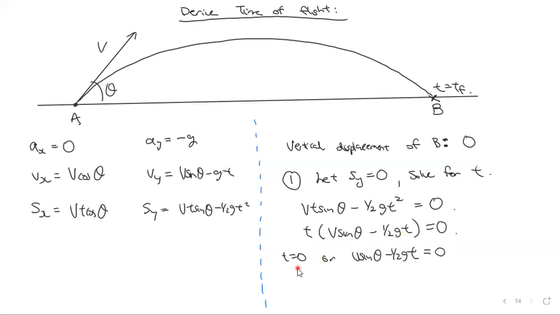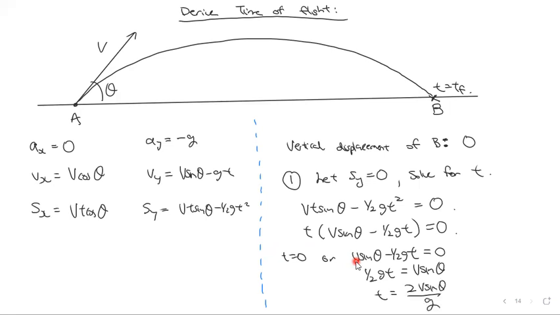Now, t equals 0 means at the start, which is here, at A, which is on the ground, and that's true. But is that the one we're interested in finding? No, we want to get to B here. So the time of flight, which is when it's at B, must be the answer to this part. So just quickly moving across, that means half g t equals v sine theta. Or in other words, t must equal 2v sine theta over g.